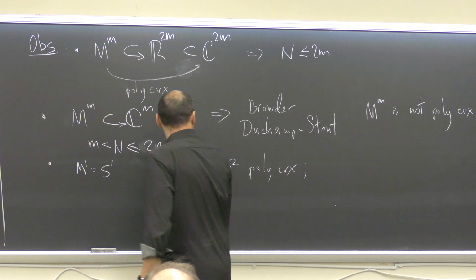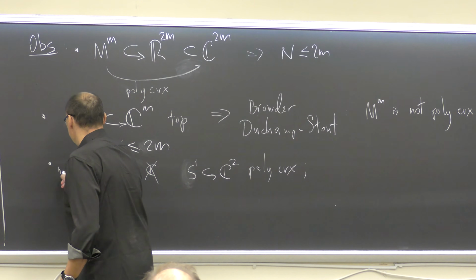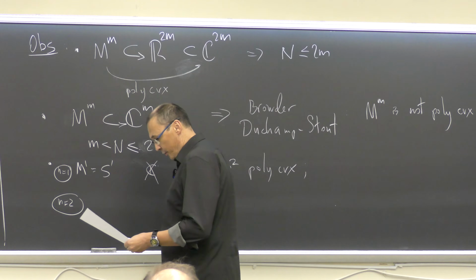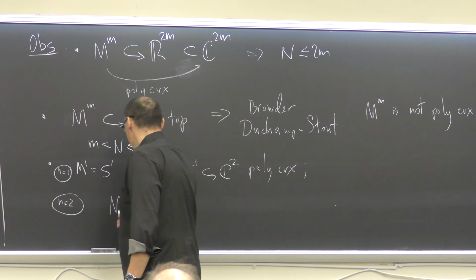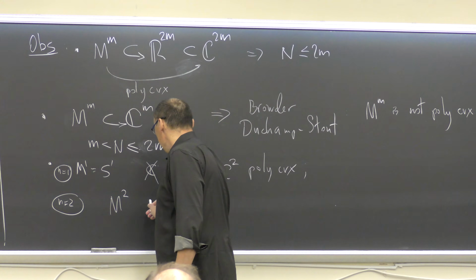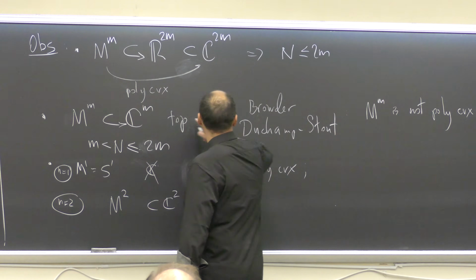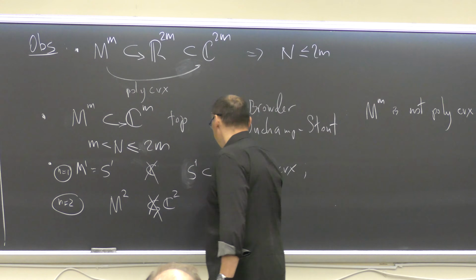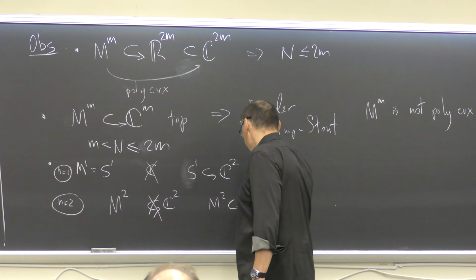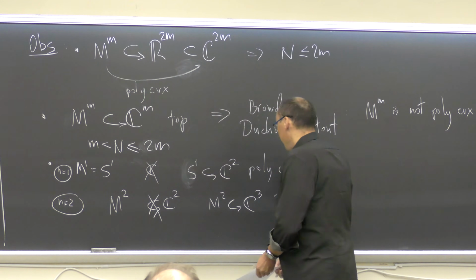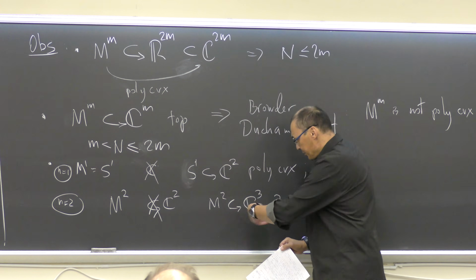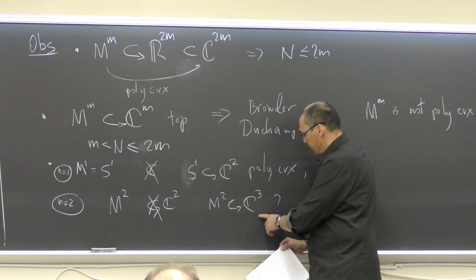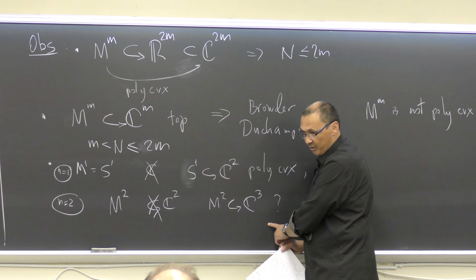Okay, and then, so this is m equal 1, and the special case m equal 2. So now we have a surface. Then C2 is no good by the previous statement, so this cannot be polynomially convex. And then M2 sitting inside C3, well, this is already a non-trivial problem. I mean, the answer is known to this. I will mention it in the context of the general statement, but already this question is not trivial.